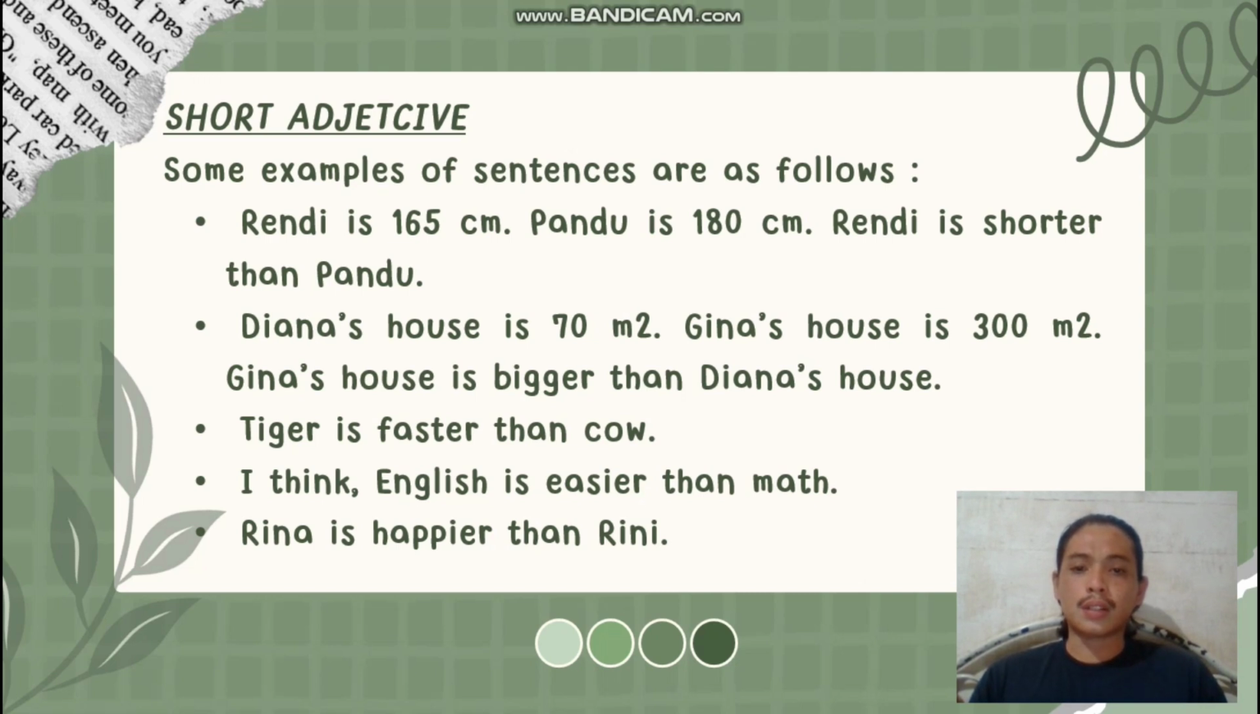Tiger is faster than cow. I think English is easier than math. Rina is happier than Rita. Diana's house is 70 m2. Gina's house is 300 m2. Gina's house is bigger than Diana's house.